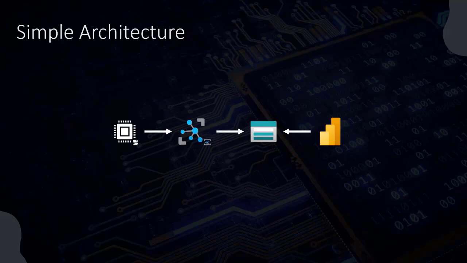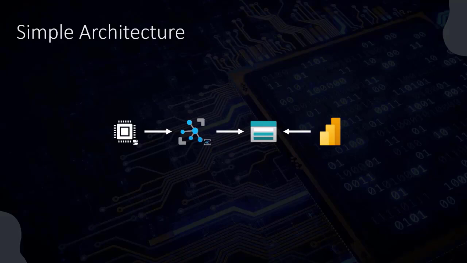So this is the most simple architecture where you are using IoT Hub. If I'm using something more advanced like a Raspberry Pi, then I can probably dump the data directly to blob storage without IoT Hub.